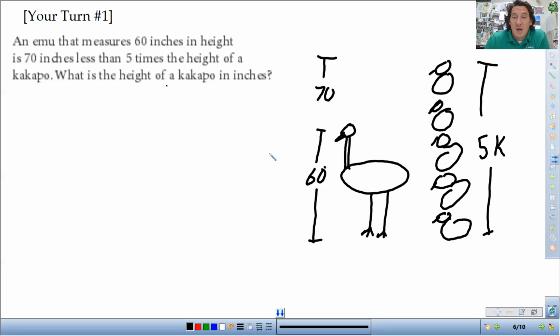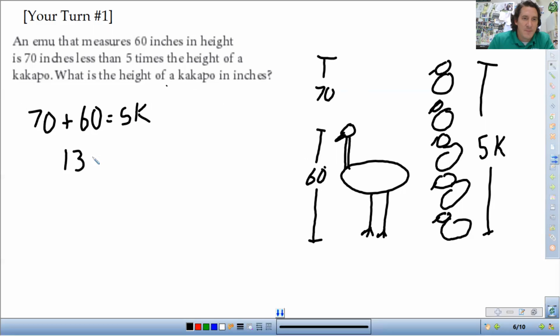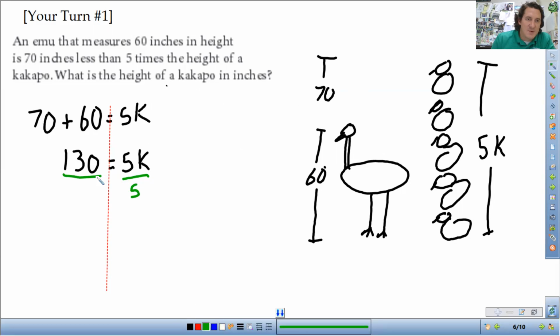There's a couple of different ways to set up this equation. I know what way the book would set it up, but the way that makes sense is 70 plus 60 is equal to 5K. So 70 inches plus the height of the emu, 60 inches, is equal to the 5 kakapos together. So 70 plus 60 is 130. I forgot the line of separation. I'm going to put it in real quick. And then I'm going to divide both sides by 5. Over here, the 5s cancel out. 130 divided by 5 is 26. So kakapos are 26 inches tall.